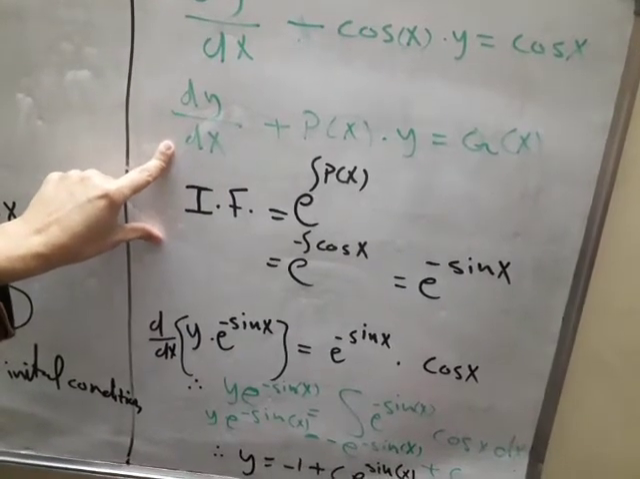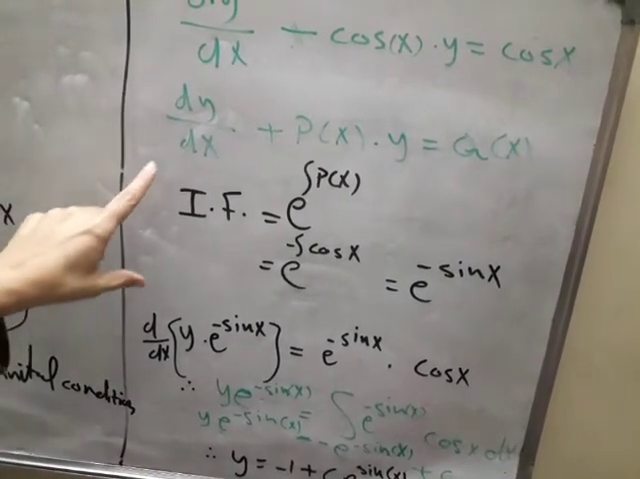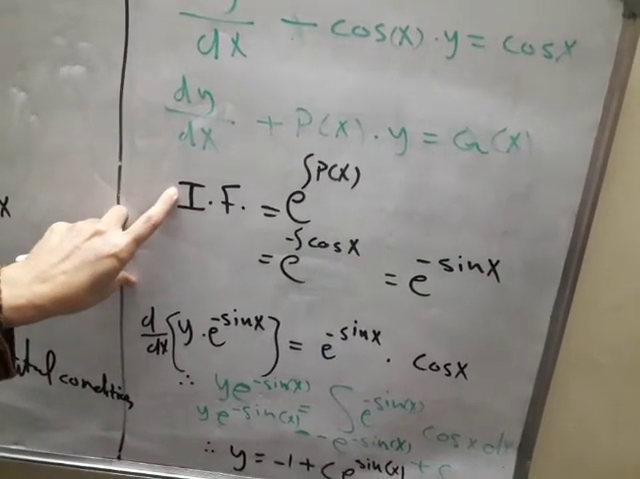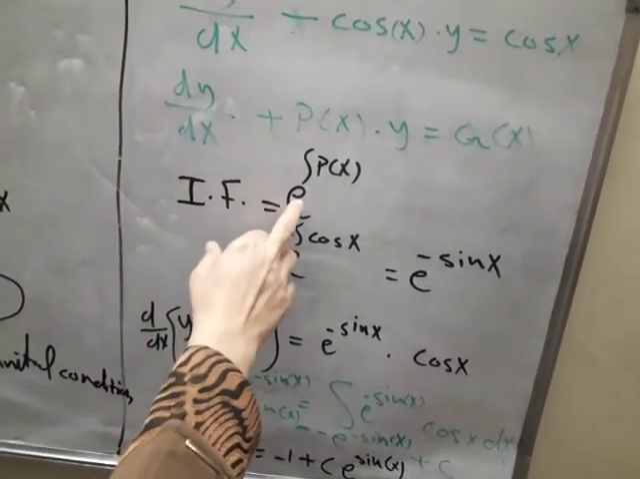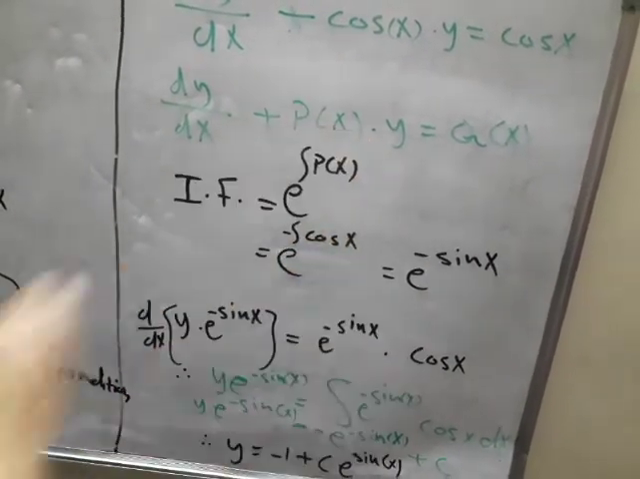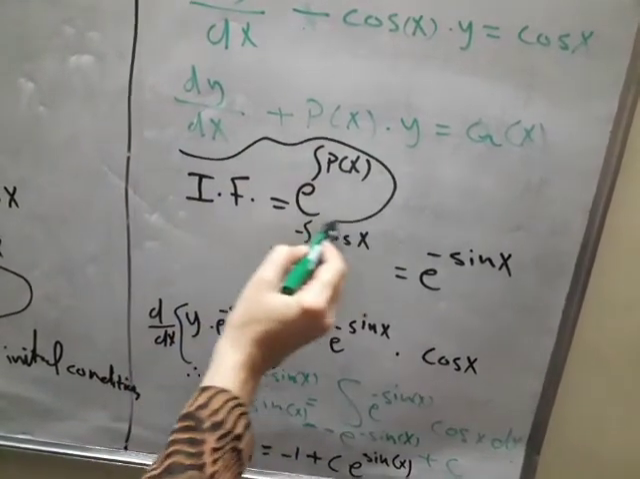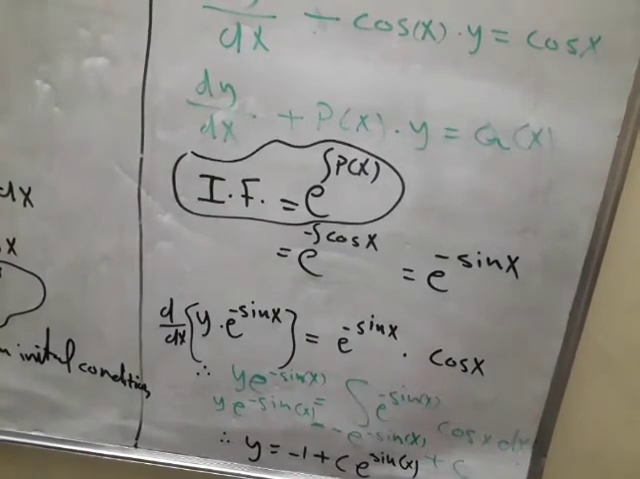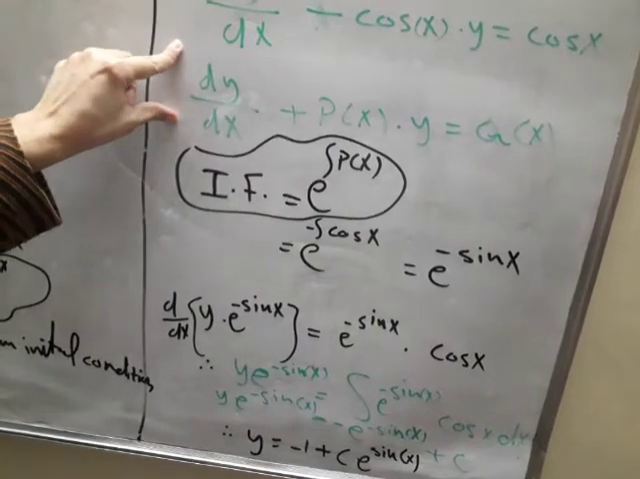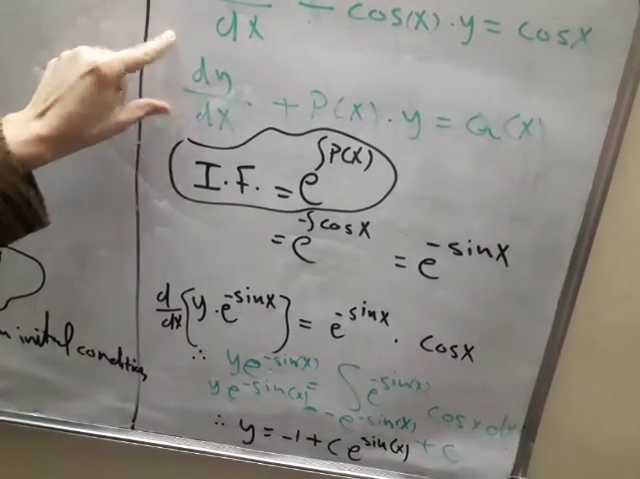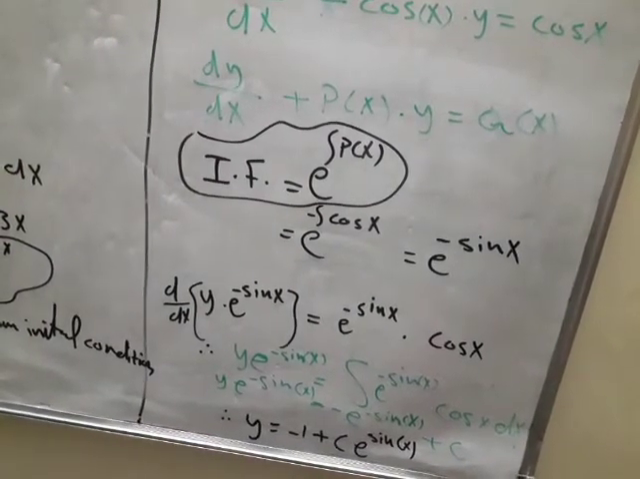The solution of this formula is obtained by finding the integrating factor. The integrating factor is the exponential of the integral of the function p of x. This is the integrating factor that must be found to solve the first order differential equation. When the first order differential equation can be arranged in this form, it can be solved by finding the integrating factor.